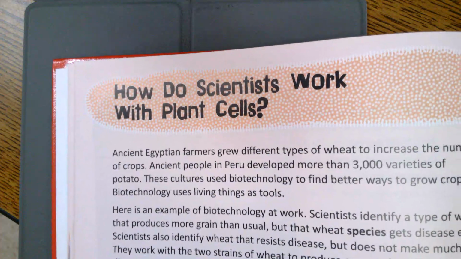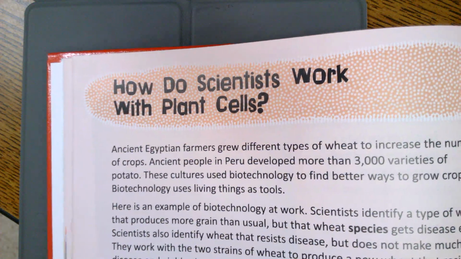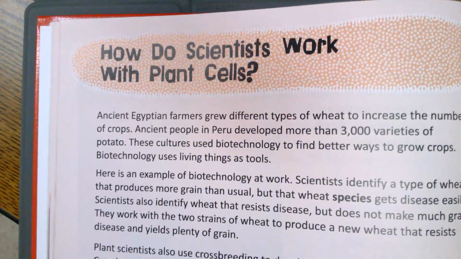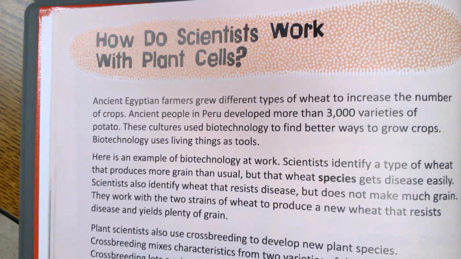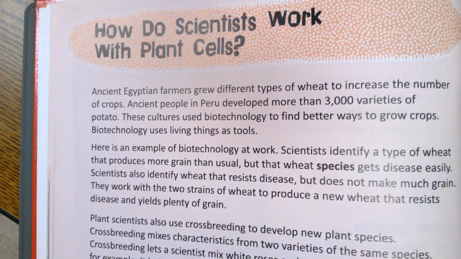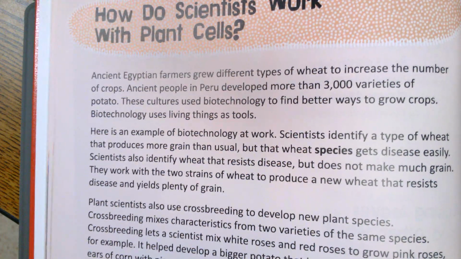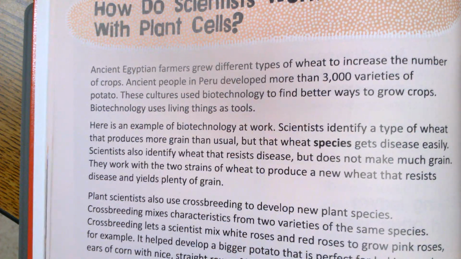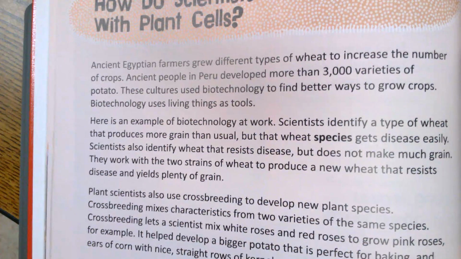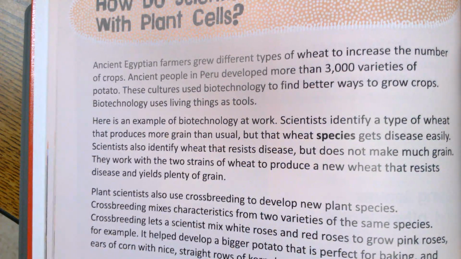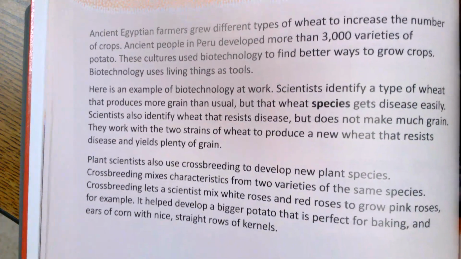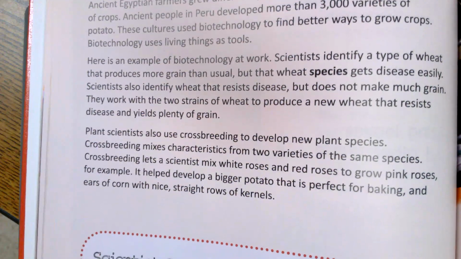How do scientists work with plant cells? Ancient Egyptian farmers grew different types of wheat to increase the number of crops. Ancient people in Peru developed more than 3,000 varieties of potato. These cultures used biotechnology to find better ways to grow crops. Biotechnology uses living things as tools. Here's an example of biotechnology at work.